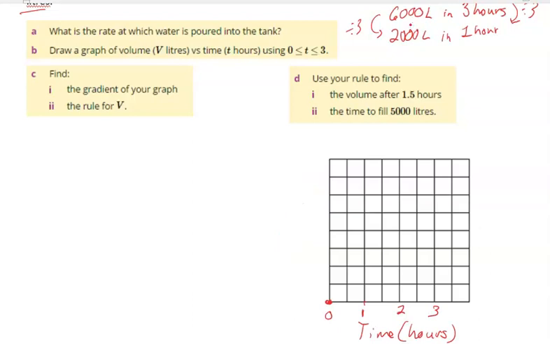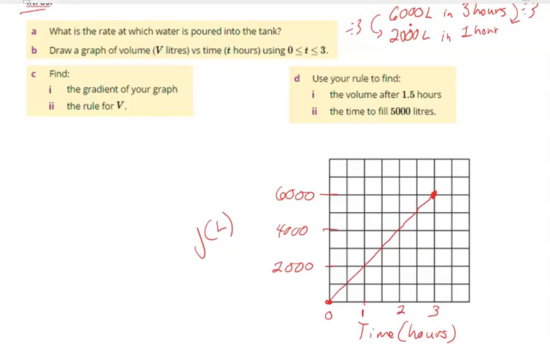And the volume, I might give myself some space. So this is 2,000, 4,000, 6,000. Again, this is volume in liters. I know that I'm going to start from 0 hours, where I've got no water, and then after 3 hours, I have 6,000 liters in that tank. There's nothing stopping me, because I know that this is a constant rate. I've drawn a line right through there, and there is our linear relationship. I've drawn my graph.